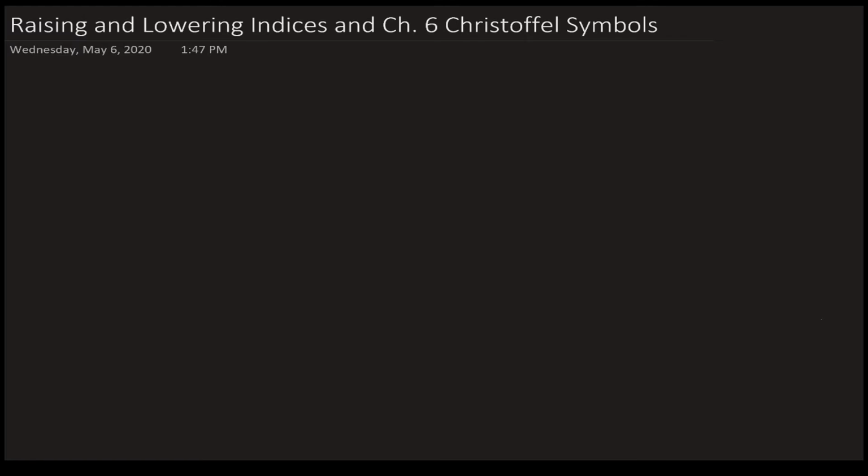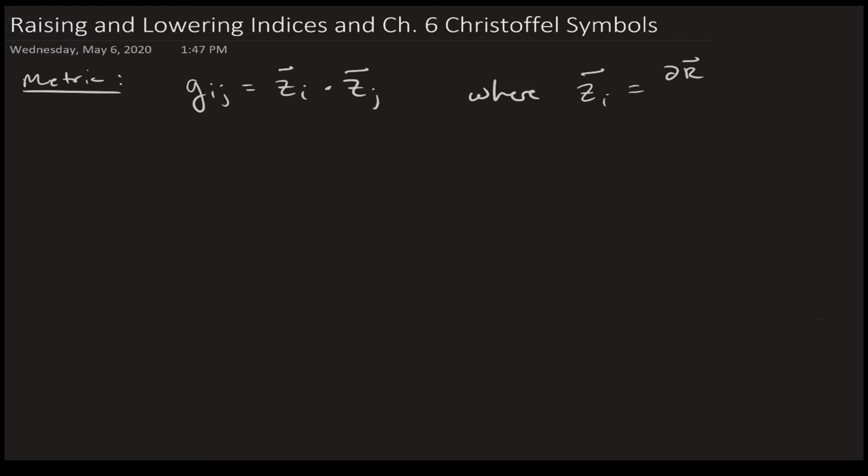All right, so let's look at the metric tensor just a little bit more today, and then we'll move on to something else that is going to help us start to look at some way of defining some sort of derivative of a tensor that is still a tensor. So the metric Gij we defined as z sub i dotted with z sub j, where z sub i was the partial derivative of the position vector with respect to the xi coordinate.